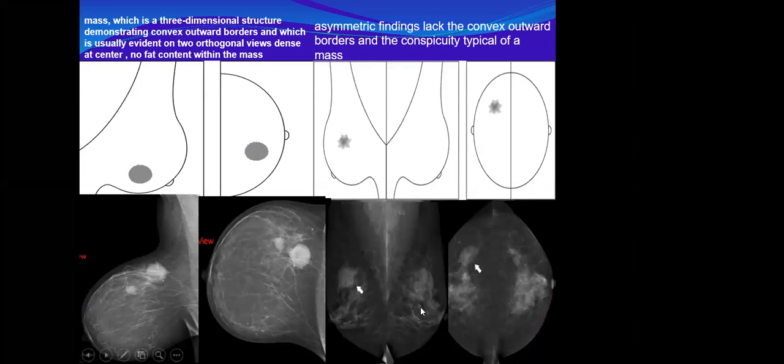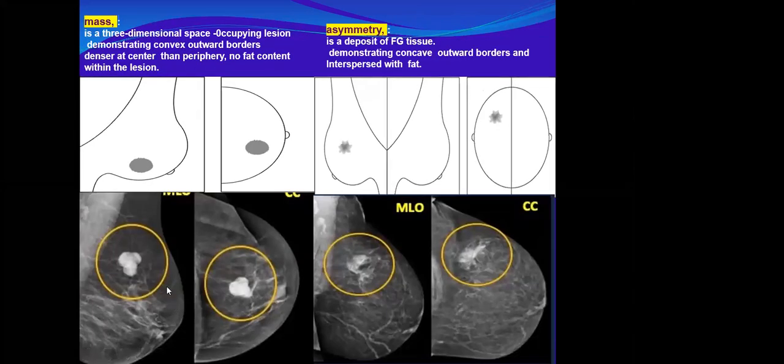And previously I brought this example again because it was confusing for us, but it is a focal asymmetry, more or less similar to a mass, but it does not have the typical conspicuity of the mass. Okay, compare with the mass here in the other examples. You see, this is a mass here, while this is a focal asymmetry. Look for the interspersed fat seen within the focal asymmetry.